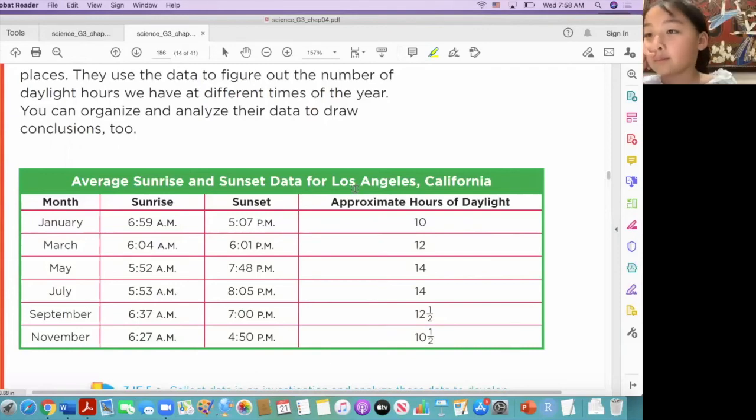So about how many? If we look at all the months and at the time when sunrise happens, when is the earliest that sunrise comes out? The earliest is 5:52, which is May. Right, very good. And the latest? Latest is 6:59, which is almost 7 o'clock, which is almost when we have class. Right. Okay.